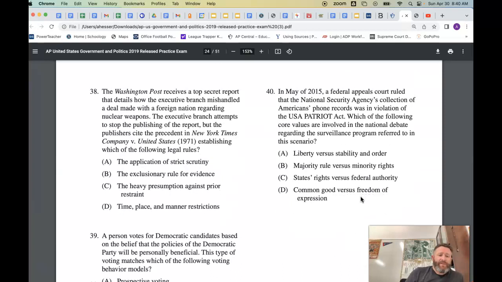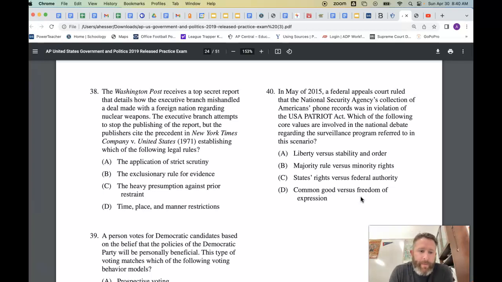38, the Washington Post receives a top secret report that details how the executive branch mishandled a deal made with a foreign nation regarding nuclear weapons. Okay, some made-up scenario, but what's the concept behind the scenario? The executive branch attempts to stop publishing of the report, but the publishers cite the precedent in New York Times Company versus United States. Oh, one of our required Supreme Court cases. It's the freedom of the press one. And what do we care about in that case? We care about the heavy presumption against prior restraint.